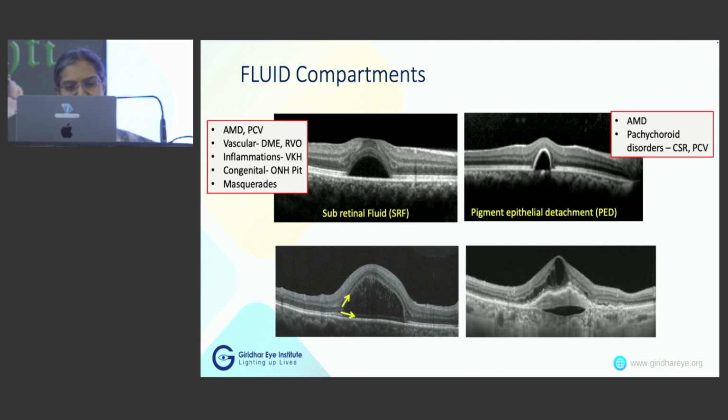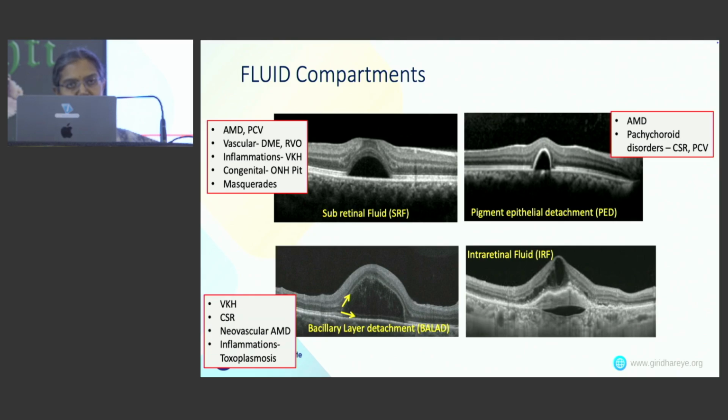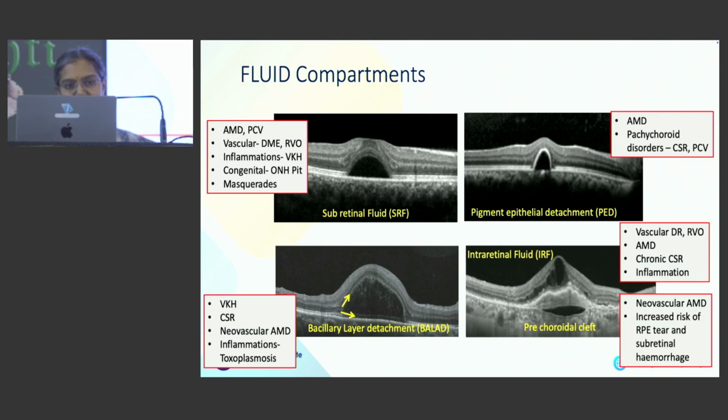This looks similar to SRF, but if you carefully see, it is a split within the myoid zone of the photoreceptors, and the fluid is also not as hyporeflective as SRF, which is typical of bacillary layer detachment seen in very acute inflammations and also in AMD. Fluid within the retinal layers with a cystoid appearance is intraretinal fluid, again seen in vascular conditions, AMD, and this is precoroidal cleft, where the hyporeflective space is between the fibrovascular PED and the Bruch's membrane of the choroid and is typically seen in neovascular AMD.